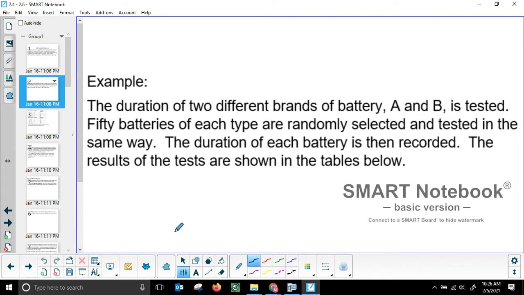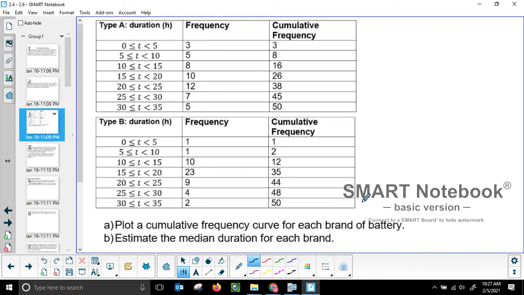All right, so looking at an example, the duration of 2 different brands of battery, A and B, is tested. 50 batteries of each type are randomly selected and tested in the same way. The duration of each battery is then recorded. The results of the tests are shown in the tables below. So here are all of the results, and this is in your textbook on page 81.